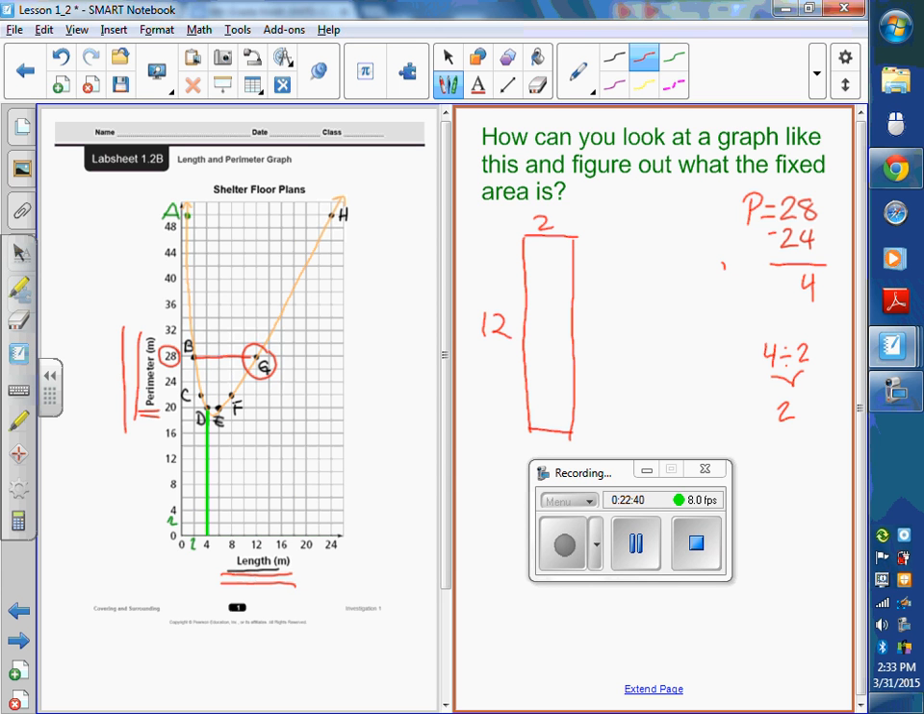Can I figure out the area? Keep going, what do you do? So then you do 2 times 12, and you get 24. Yes. Okay, so this is the deal. That's the kind of thinking you have to do for the 3 homework problems.